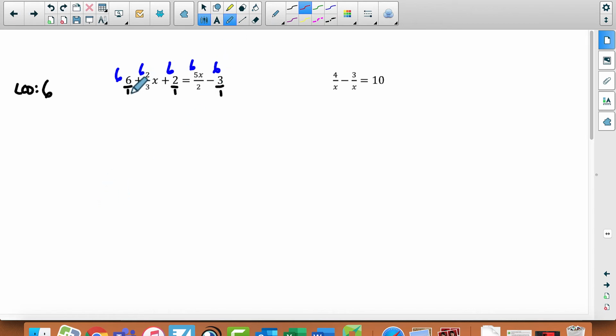And now we can ninja slice. 6 and 1 is already good. There's nothing you can do there. 6 and 3, divide them both by 3. You get 1, and 6 divided by 3 is 2. This has 1 on the bottom. We're good there. This one has 2 on the bottom, so we're going to divide them both by 2. You get 1 and 3. And now we can multiply.